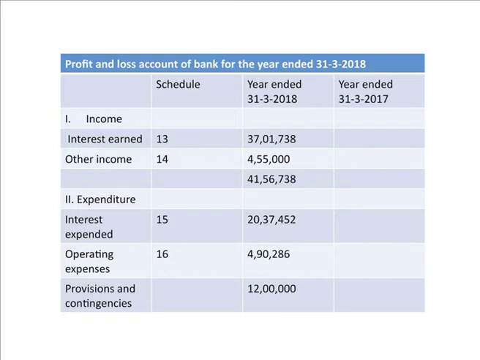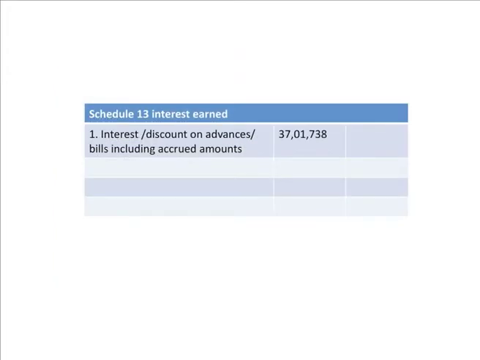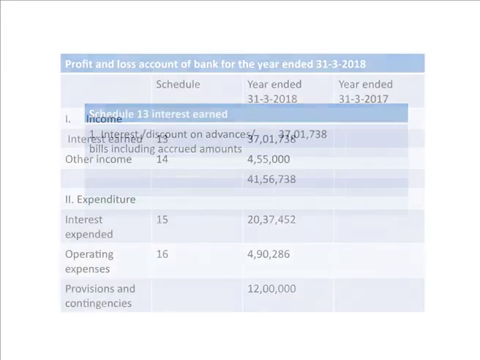So, under the first schedule of income there is interest earned, schedule 13. We have calculated in our working note number 1 this figure of 37,01,738, and we will put it as such.